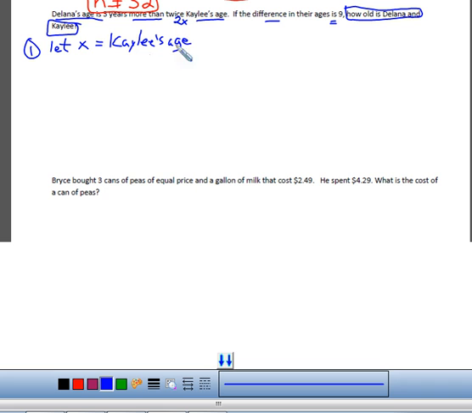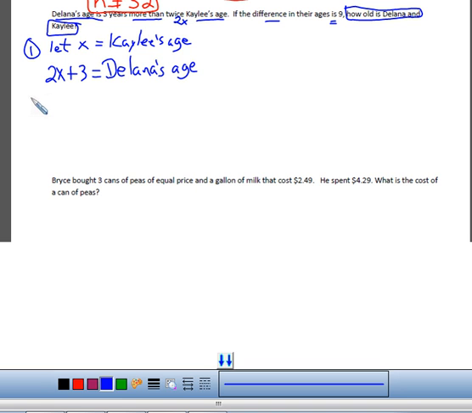And then we're going to make another expression. So 3 more than twice Kaylee's. So twice Kaylee's is 2x, and then more than is going to be plus 3. And that's Delena's, or Delana, I'm not sure how you say that. Delena's age.